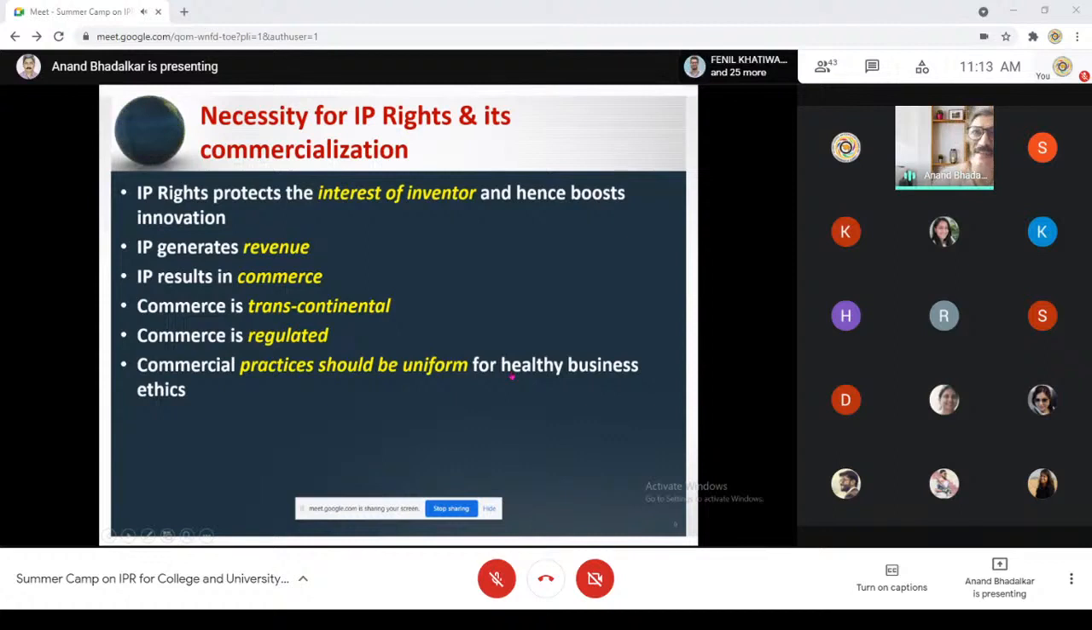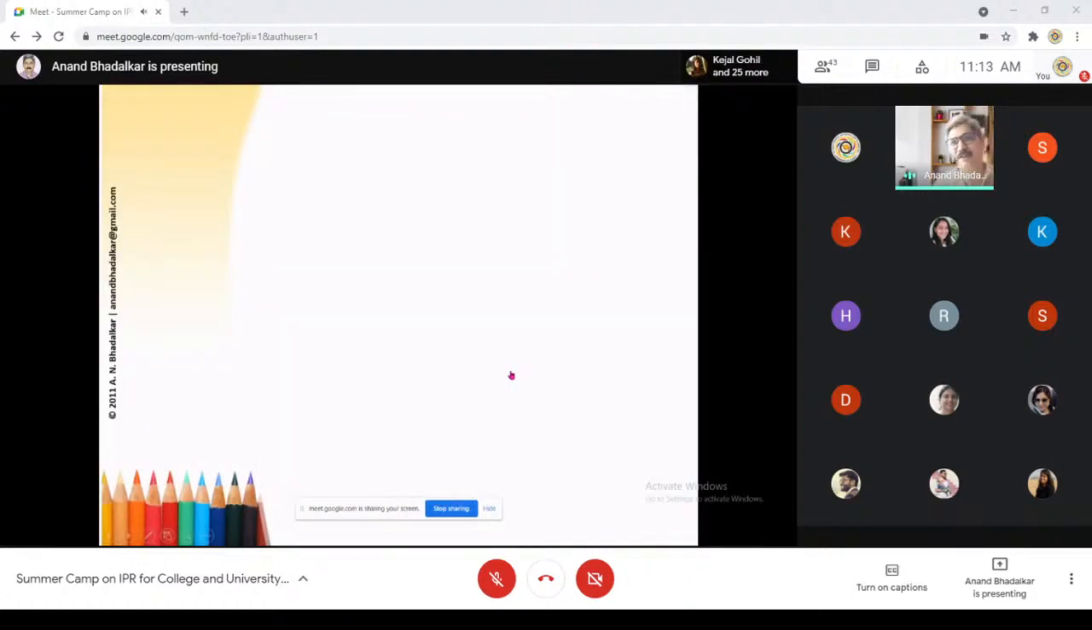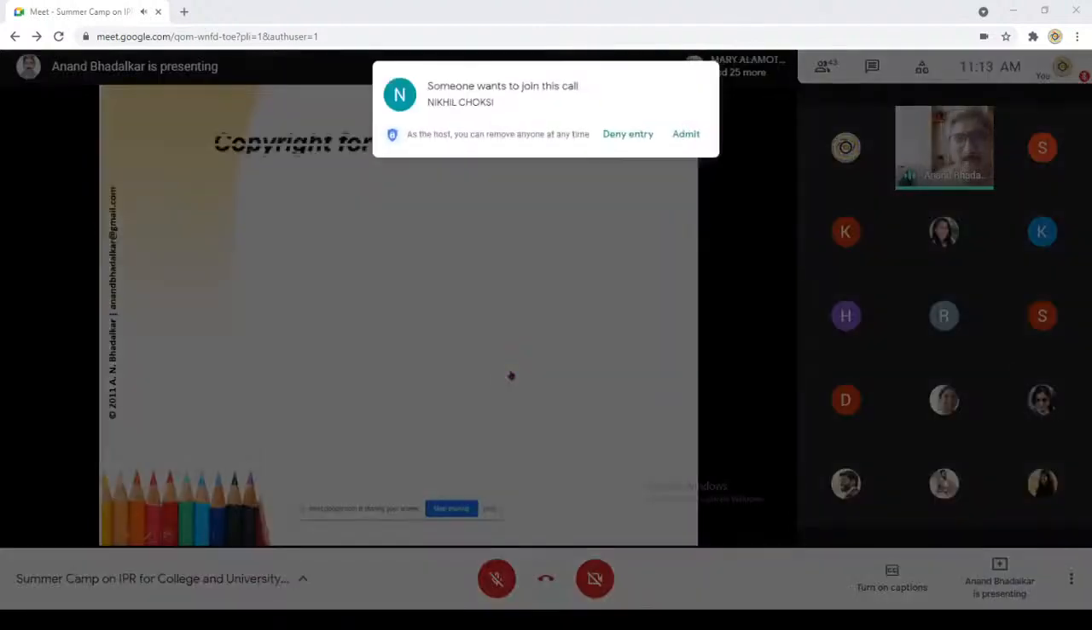And when can that money come? Only when there is a negative right which does not allow others to copy it, and he alone is allowed to commercialize it, right? Only when that IP generates revenue, when that IP results in commerce, and it is transcontinental, it can be obtained from anywhere in the whole world, only in such a situation can this happen. I'll take you through certain examples.